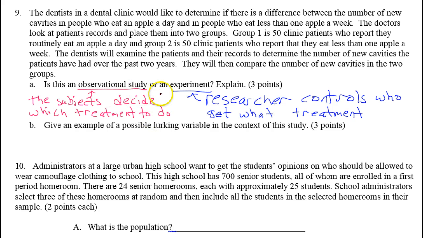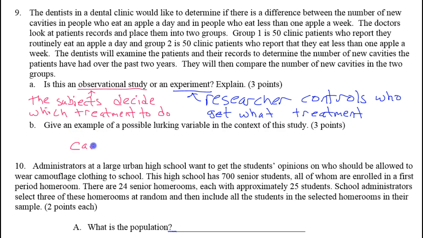But we're going to have to scan through and see, does the researcher decide who gets what treatment, or do the subjects themselves decide which treatment they were going to do? All right, so the dentists in a dental clinic would like to determine if there is a difference between the number of new cavities in people who eat an apple a day versus people who eat less than one apple a week. So it sounds like we have two variables here.